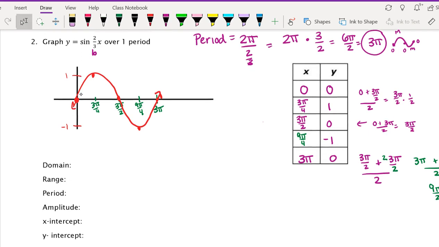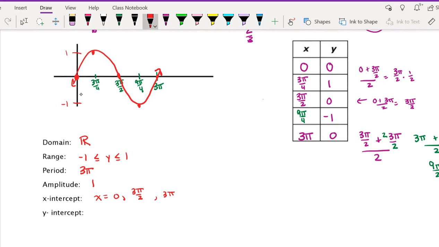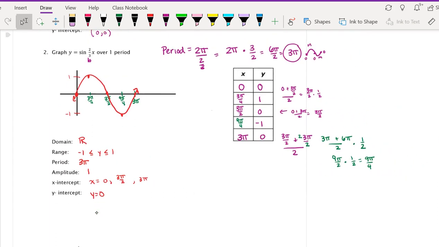Okay, the domain, still all reals. The range, not going any higher or lower than -1 and +1. The period was 3 pi. Amplitude, highest was 1. This time my intercepts, x is equal to 0, 3 pi over 2, and 3 pi. So you can write them that way. My y-intercept did not change. The y-intercept is 0. Okay, so that was a lot faster going through it.